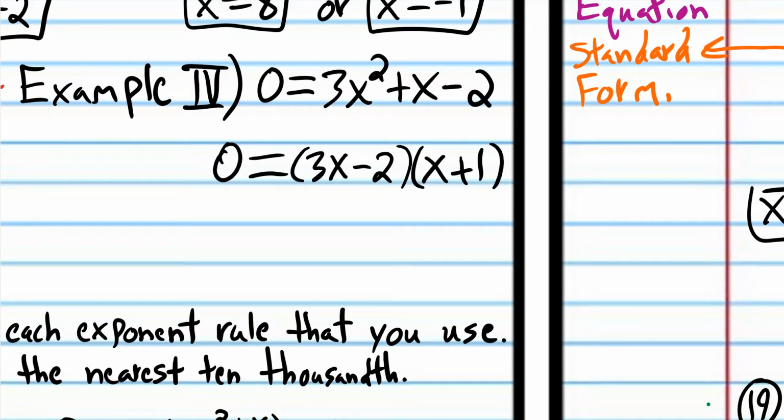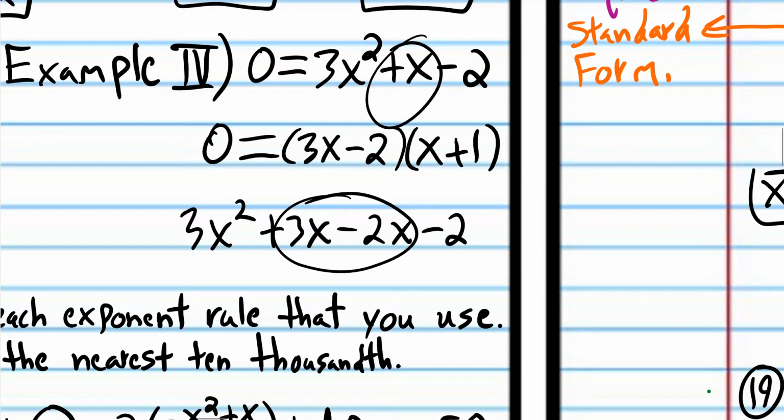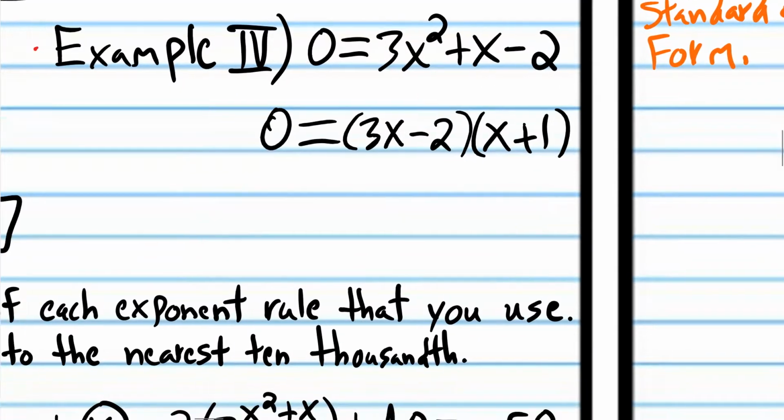And to test it, we use FOIL. F is 3x times x is 3x squared. O is 3x times 1. I is negative 2 times x. And L is negative 2 times 1. So F is first terms, O is outside terms, I is inside terms, and L is last terms. Then we combine these and we get x. And it looks like we did it correctly. I just chose those combinations randomly, and it looks like I got lucky.